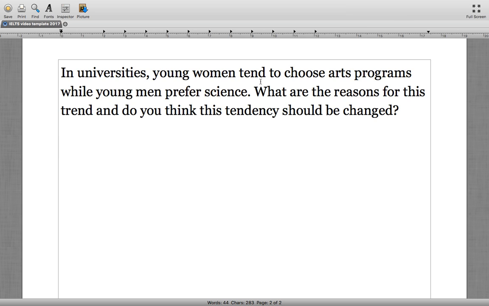Okay, so the first thing you'll notice is that this is a double action question, so we are actually responding to two sets of action words in this question. The first being, what are the reasons for this trend? And secondly, do you think this tendency should be changed? And typically in an essay response, you will commit one supporting paragraph to the first set of action words, and a second supporting paragraph to the second set. And that's what I'm going to do in this response today.